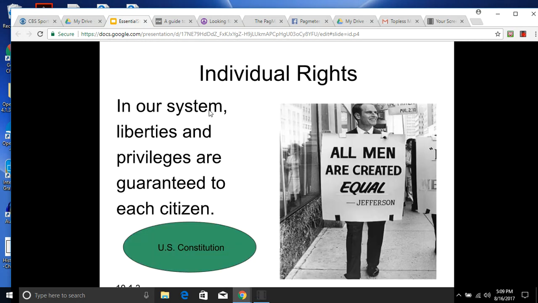And the last characteristic of the Constitution that I'm going to talk about today is the concept of individual rights. In our system, liberties and privileges are guaranteed to each citizen, and according to the way our founding fathers looked at rights, these rights were known as unalienable rights. That is, they were rights that came basically not from government. Many of them believed they came from God, but they certainly weren't rights that the government bestowed on people. They were rights that existed with or without the government.